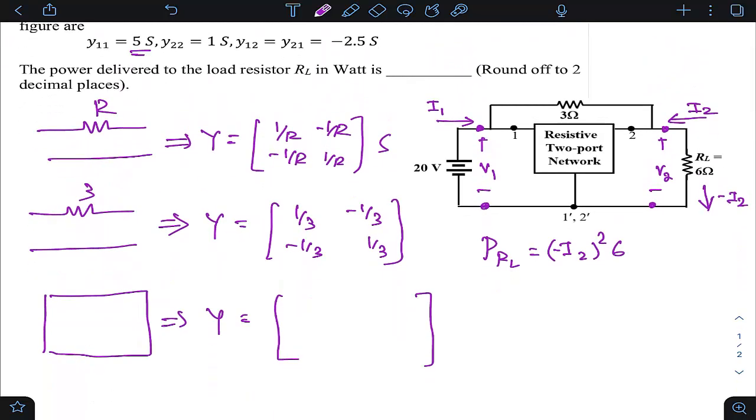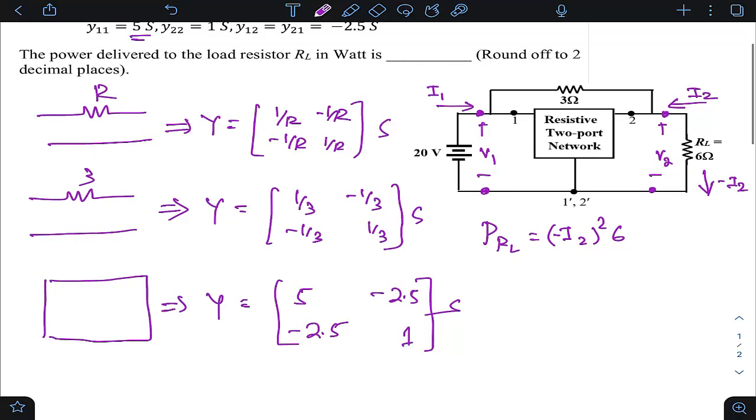Y11 is 5 Siemens, Y22 is 1 Siemens, Y12 is minus 2.5 Siemens. These are all in Siemens units. Let us say this is Y1 and this is Y2. My claim is that these two two-port networks are in parallel if I observe these segments.